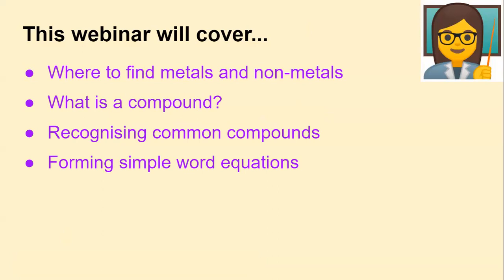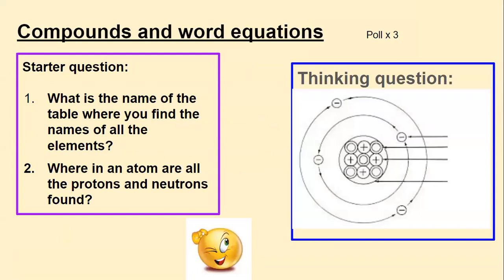Okay, so where do we find metals and non-metals on the periodic table? What is a compound? You're going to be able to recognise and identify common compounds, and we're going to be forming simple word equations together. If you're not sure what a word equation is, don't worry, because you will by the end of the lesson.